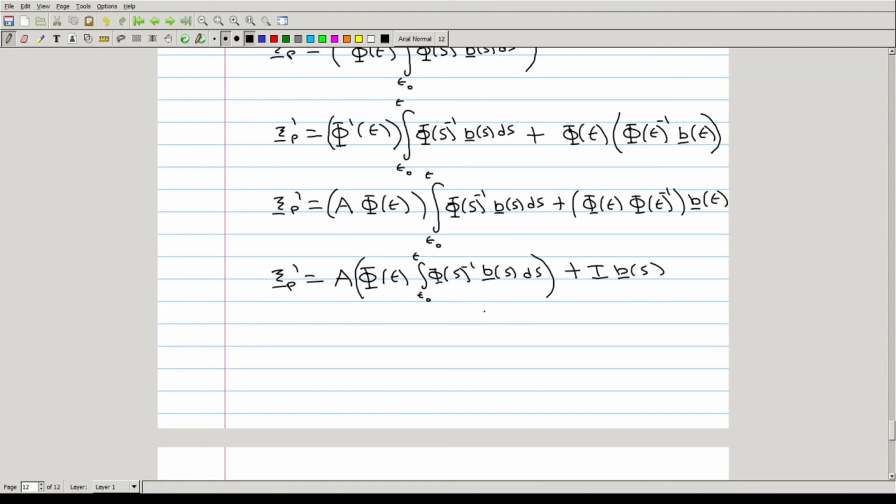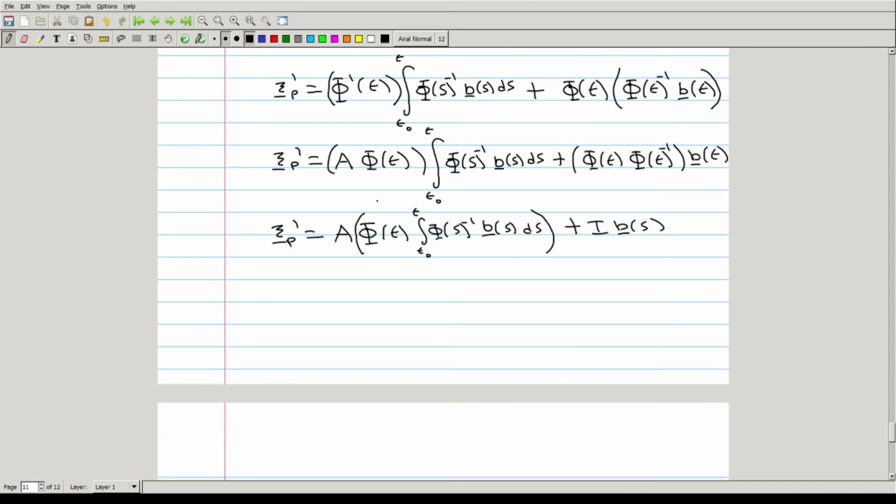And in the first parentheses right here, this is just our form for the particular solution itself, xi p. So we have that xi p prime is equal to A of t times xi p plus b of t. Oh, and this should be b of t right here. So it is a particular solution because xi p does in fact satisfy the differential equation star.